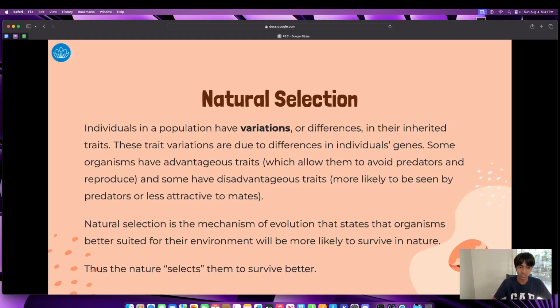So natural selection is the mechanism of evolution that states that organisms better suited for their environment will be more likely to survive in nature. Please write this sentence down, the whole sentence in the second paragraph. And thus nature selects them to survive better. Hence the name natural selection: nature is selecting the organisms with better traits to survive better in the populations and environment.